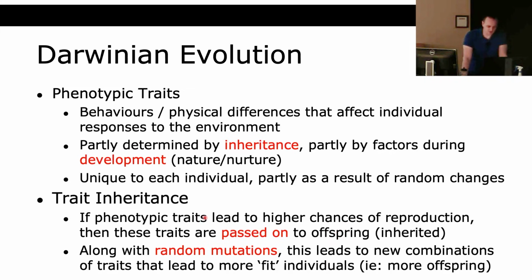And so ideally, because these phenotypic traits that people have lead to higher chances of reproduction, their children are going to share some of those traits, and ideally, if the environment doesn't change too much, they'll be even better suited.